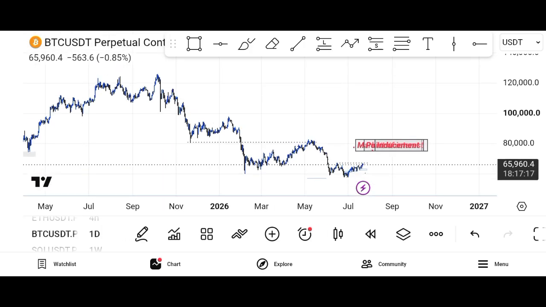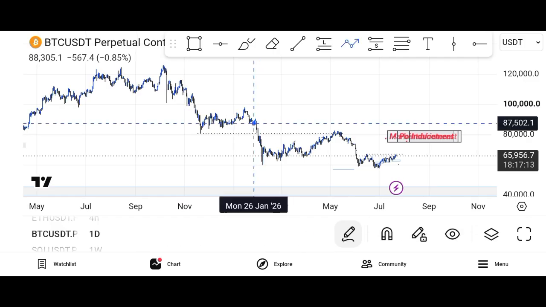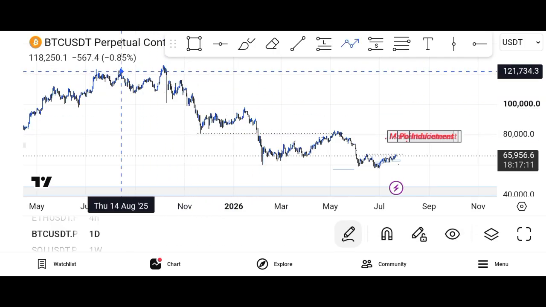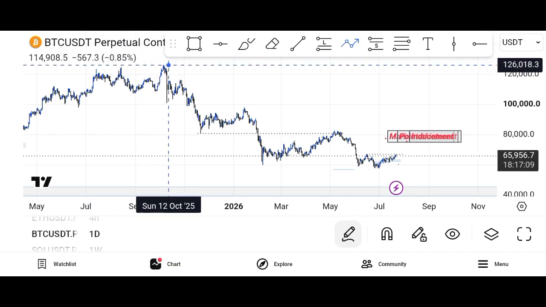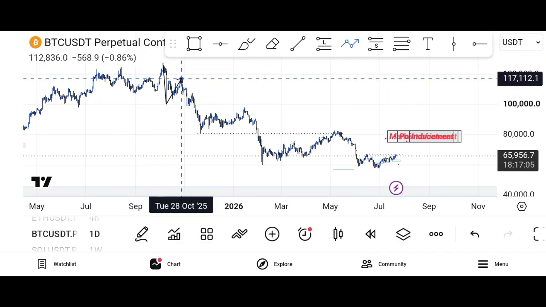If you see the daily time frame now, it is very clear that we understand what the market is doing. From this point, the market took out liquidity. Then we saw this. We saw this.